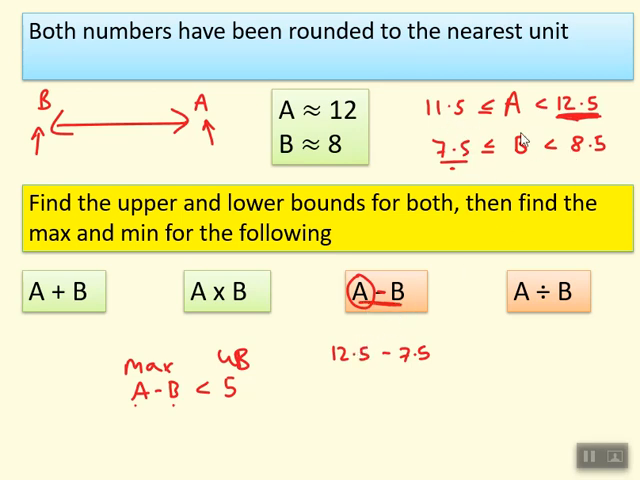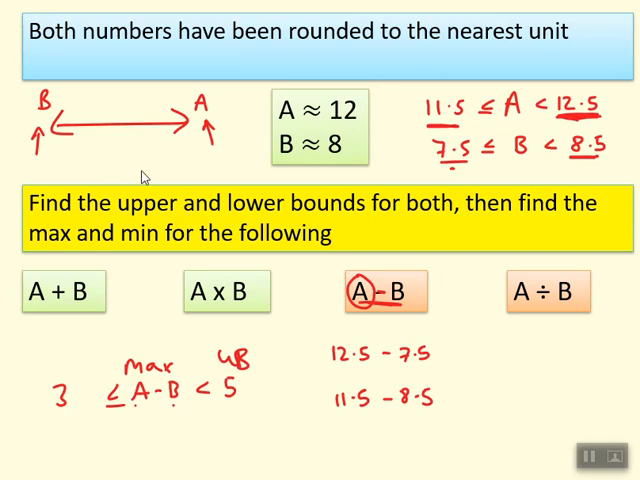Now, it's the same for working out the lower bound. If I want to work out the lowest possible answer, I would start with the smallest possible value for A and then subtract the largest possible value for B. So I'd have to do 11.5 take away 8.5, and that would give me 3. So this is the smallest possible outcome for A minus B.